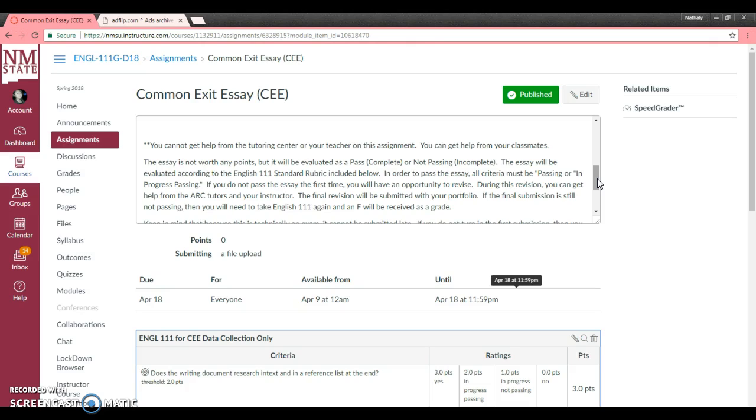So basically, again, as I mentioned at the beginning of the semester, you need to have a passing average of C or better, pass the APA exam with a 70 or higher, and pass the common exit essay and submit a portfolio. So you need to go ahead and do those 4 things in order to pass the class. If you don't do one of those, then of course you are not eligible to pass the class. So please keep this in mind. This is a very important essay. Please let me know if you have any questions.